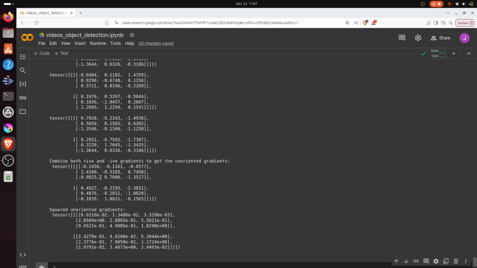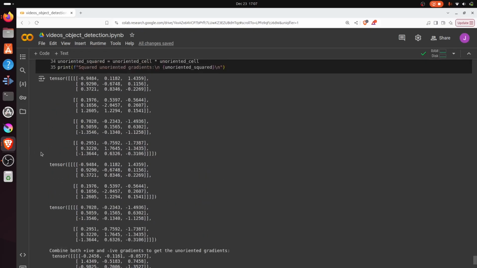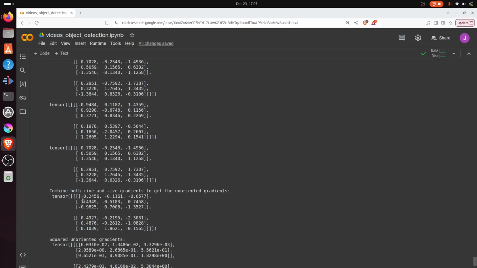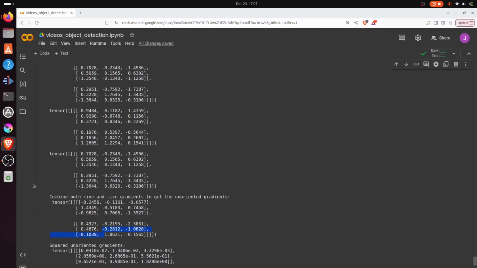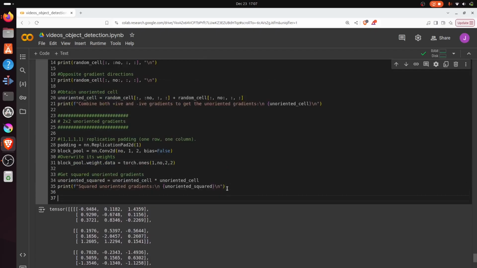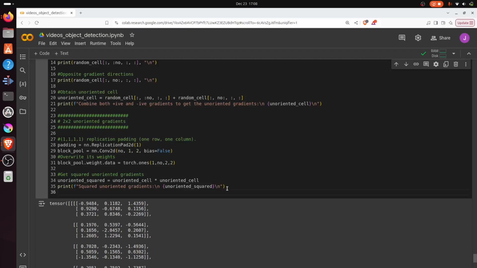Okay, so this is just the result of multiplying the unoriented cell that we obtained above, which is this one essentially, by itself, so that we got this result. Fantastic. So now, what is next? Well, we're going to pad this squared unoriented cell, using, of course, the padding.